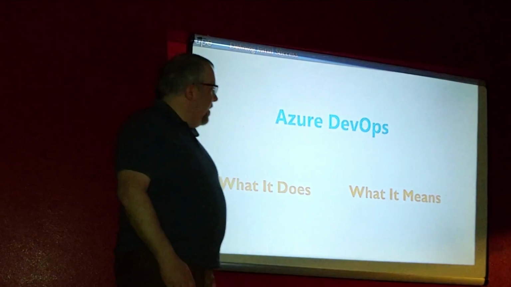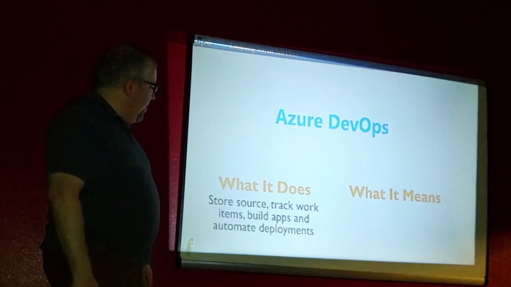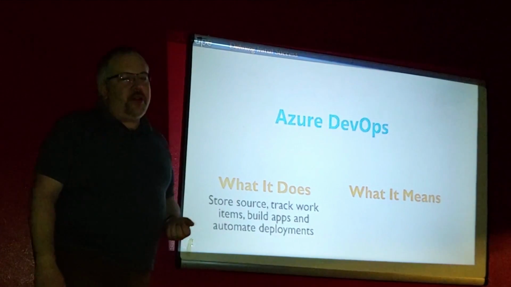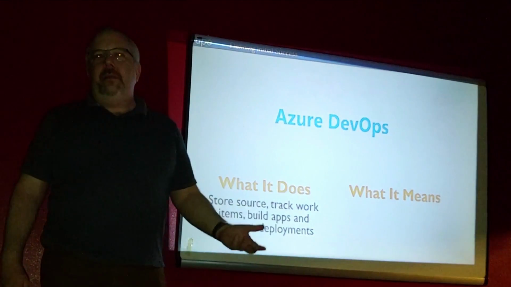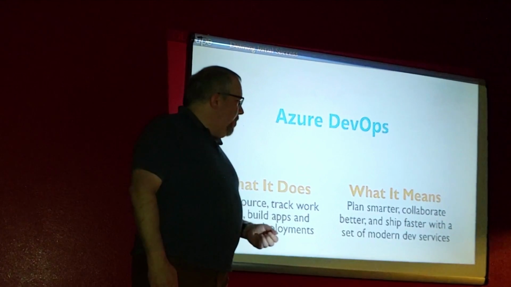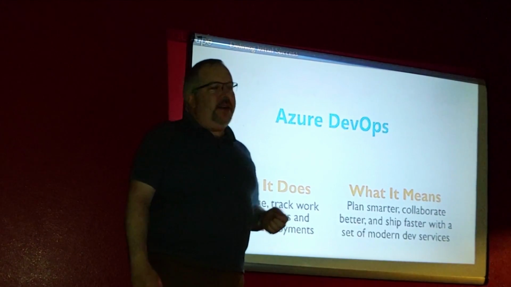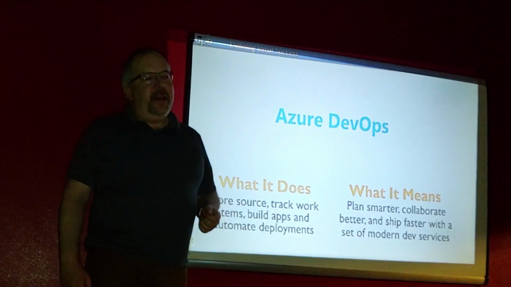Azure DevOps. Let me get out of social media for a minute. Let's talk about Azure DevOps. What does Azure DevOps do? Well, I can store source code, track work items, build apps, and automate deployments with it. That's what it does. But why do I care? Because I can plan smarter, collaborate better, and ship faster with a set of modern development services. You can pay him later for this.